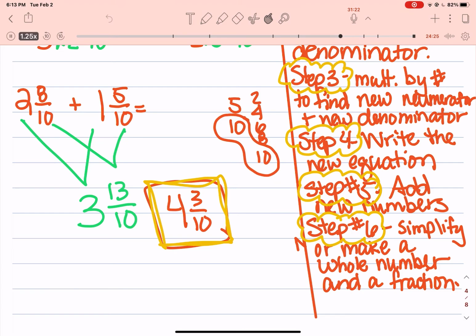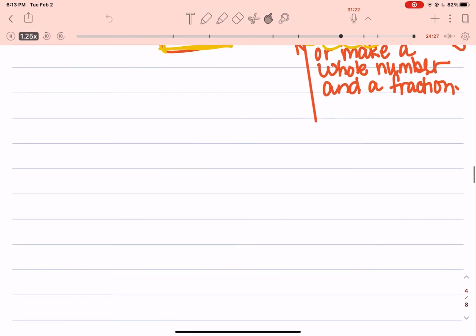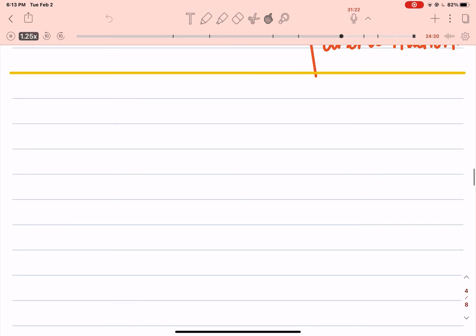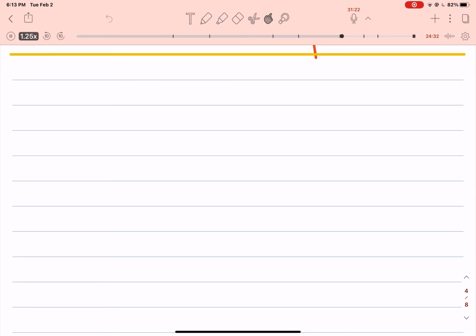All right, I'm going to do one more, and then I'm going to give you guys some problems at once. 3 1/2 plus 4 7/8. This is an interesting one. So if I follow my steps, I'm going to write the problem leaving space between. 3 1/2, 4 7/8. My first step.